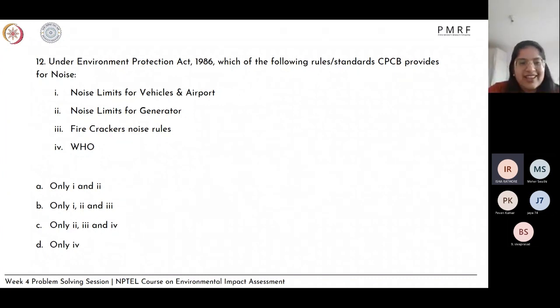Okay, this is slightly easy because of the options. So which of the following rules or standards does CPCB provide for noise control? That is what it asks. Which of the following rules does the CPCB use for noise control? Okay, so B is the correct answer.